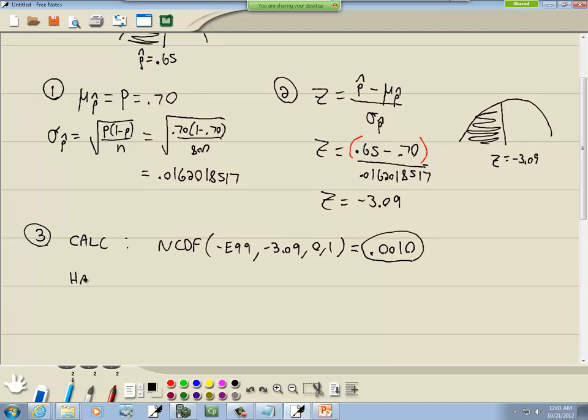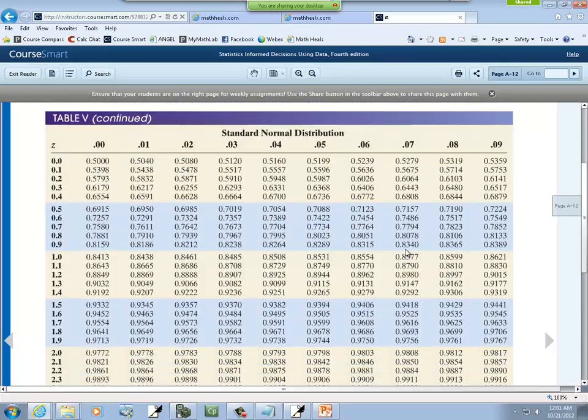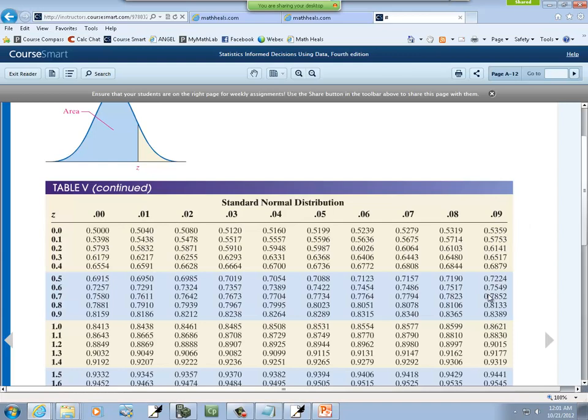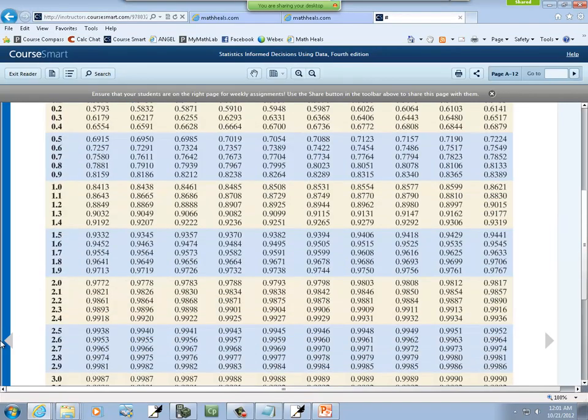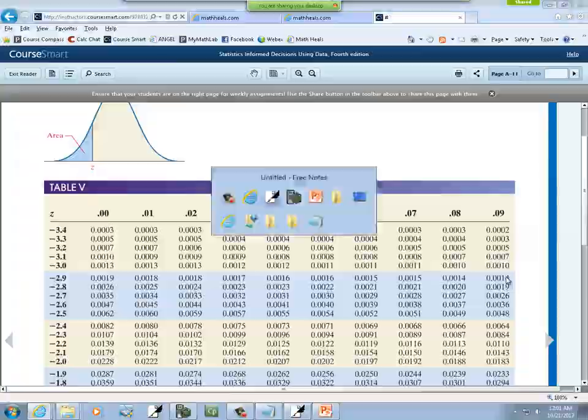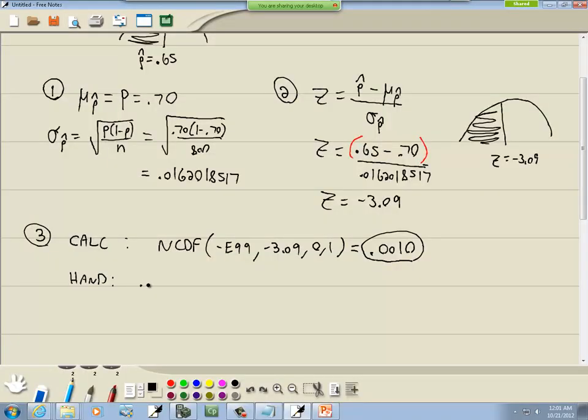Okay. Now let's look at it by hand. We're going to look it up in our table. Since this is z-scores and it's the area to the left, then all we have to do is look up the negative 3.09. Well, the 9 here is in the hundredths place, so that means we're going to look in the far right column. So we're going to look for negative 3.0. Negative 3.0 is right here. I go clear to the right, and I get 0.0010. So that'd be your answers via calculator and by hand.